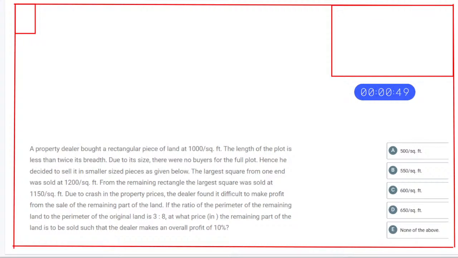Hello, Palak. I hope your exam went well. And now try this question. It's a huge question, but we have to deal with it. Try it out.